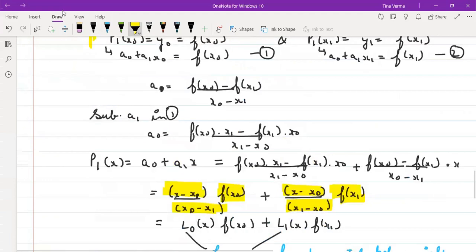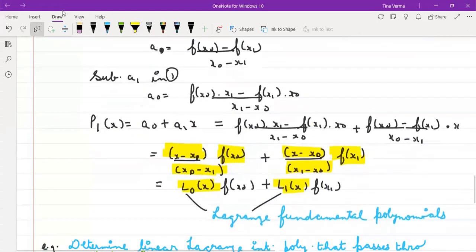One more thing you can notice from here, because you are saying these are Lagrange's fundamental polynomials, you can see that this satisfies the property. If you check for L naught at x naught, what will be your L naught of x naught?